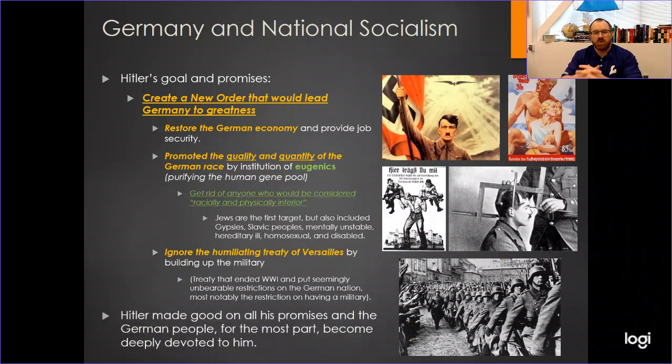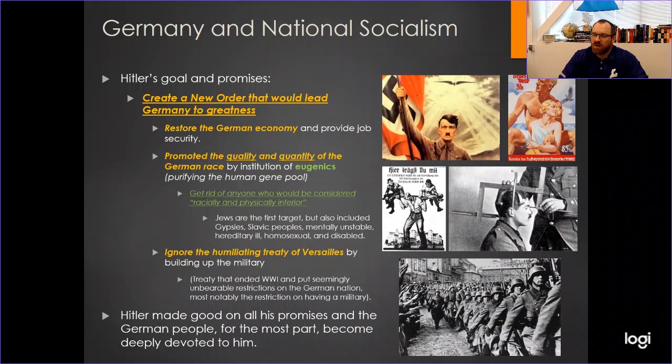So there's actually more promises he came up with, but almost all of them fall into those three categories that I have up there: the idea of restore the economy, make Germany racially pure, and get rid of the Treaty of Versailles, and don't have that ball and chain essentially on you anymore.